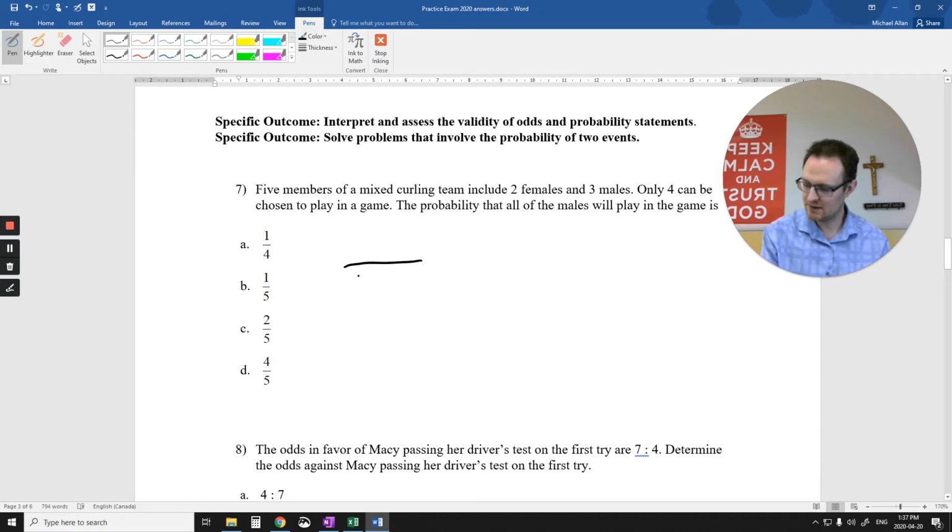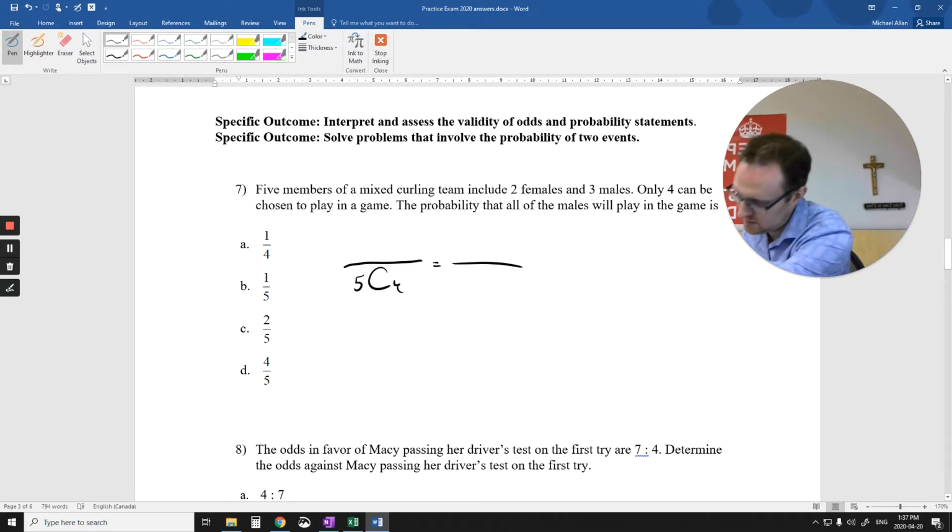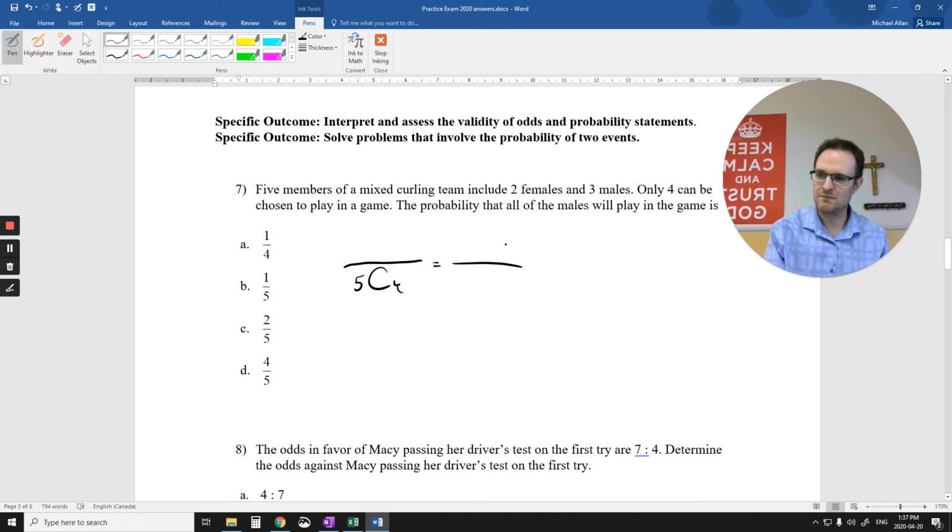Okay, so let's figure out how many teams we can make. So we have 5 members, and we can choose 4 of them. So there are going to be a total of whatever number this happens to be. I didn't actually calculate this number for some reason. Actually, I did. It's 5. There's 5 total teams I can make.